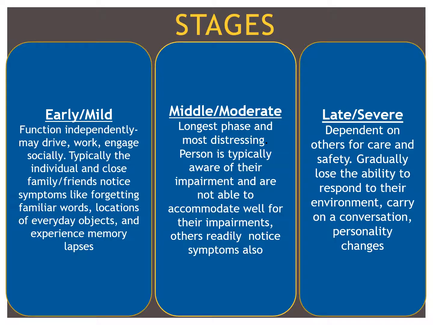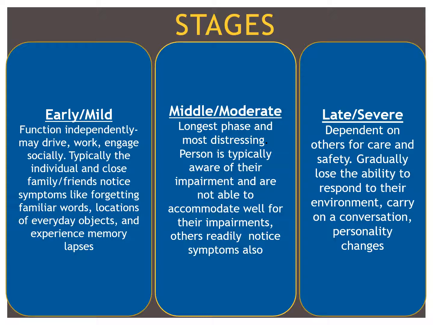This slide shows, in a nutshell, the different stages of dementia and the disease progression. It really breaks down into approximately 3 stages: early, which is also considered mild, middle or moderate, and late or severe. In early dementia, the symptoms are mild. Most of these individuals can function well in daily life. Some of these individuals are working. They may drive, they may engage socially. Typically, only the close friends or family are noticing symptoms at this point. They might forget familiar words, locations, everyday objects, and just experience undertones of memory loss or memory lapses at this point.